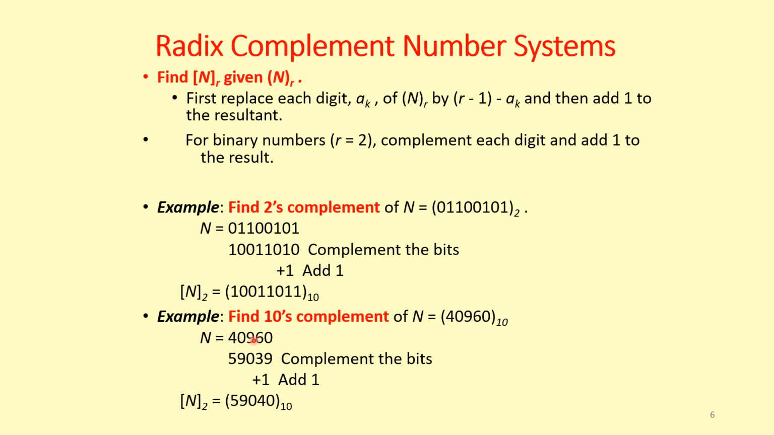Find the 10's complement of this number. This is a 5-digit representation. Here also, we are not going to use the subtraction technique, taking 10 to the power 5 minus the number. We are just going to complement each digit. So here we will be subtracting each digit from 10 minus 1, so from 9. 9 minus 0 is 9, 9 minus 6 is 3, 9 minus 9 is 0, 9 minus 0 is 9, 9 minus 4 is 5. So 59039, and then you are adding 1. So this is the complement of this decimal number. Hope you are understanding this concept, and if you need more time, please pause the video and look again.